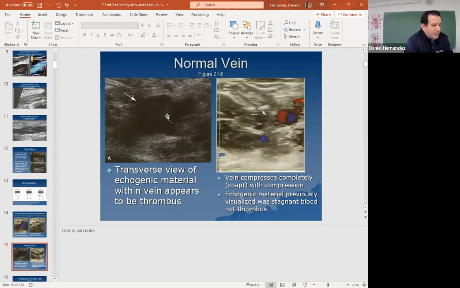Here is a transverse view in 2D of what appears to be a thrombus within that vessel. When we performed compression, the vein actually compressed all the way down. So we know that that actually wasn't thrombus. It was more likely just stagnant blood. It could potentially just be artifact. Maybe our gain was a little too high, so you can hit it with a little bit of TGC. So you really have to rely on that compression maneuver to ultimately determine if there's thrombus within that vessel or not.